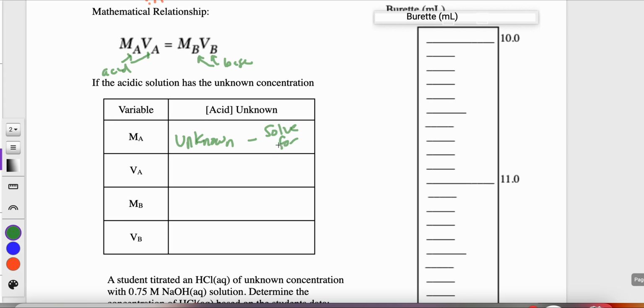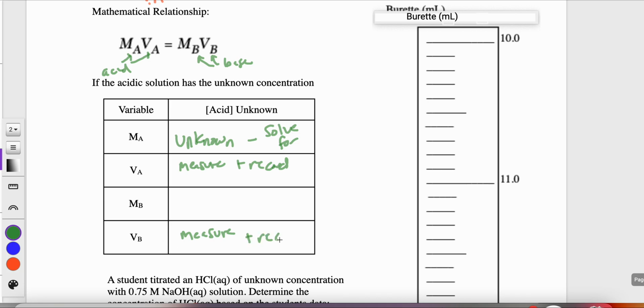The things that we do know is the volume of the acid, okay? So we measure and record this in the lab. So we will know the volume of the acid used. Same thing, volume of the base, measure and record, so we can track and figure out how much base we have used.